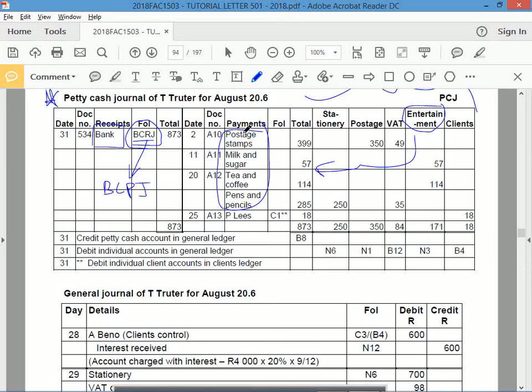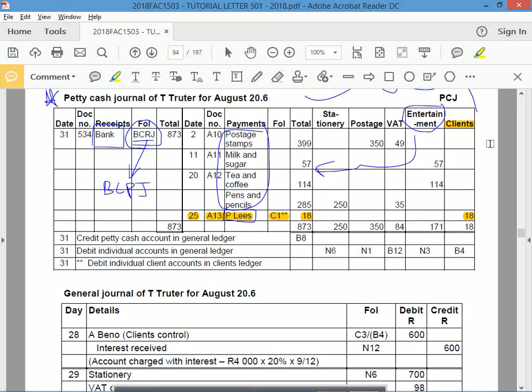Let's see if there's anything here. Postage, milk, tea, pens. Okay, we're not doing any of that. But lease we are. What is lease? A client. So that one is worthwhile discussing because this is something specific to the client account, the client control account.